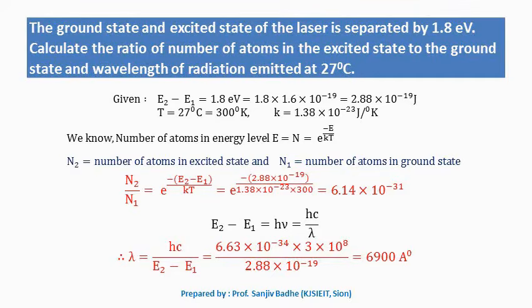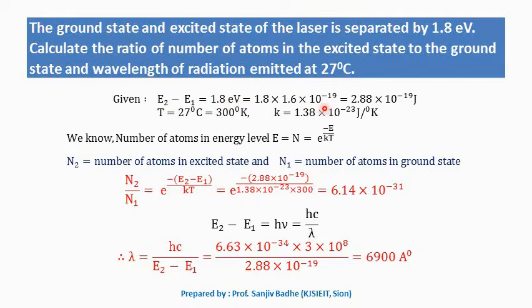Let us solve some numericals. First one: the ground state and excited state of the laser are separated by 1.8 electron volts. Calculate the ratio of number of atoms in the excited state to the ground state and the wavelength of radiation emitted at 27 degrees centigrade. So the data given is E2 minus E1 is 1.8 electron volts.